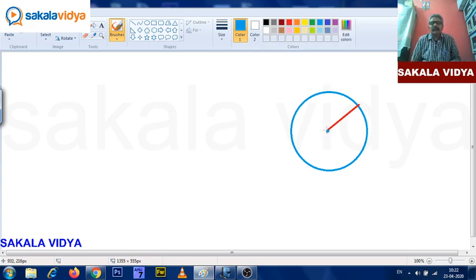Now, this is the center of the circle, say A of x1 comma y1. Say this is the point P of x comma y on the circle. So, next this will be r units. Now, the locus we need to find out.